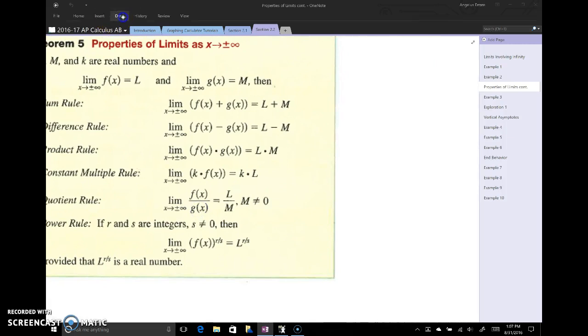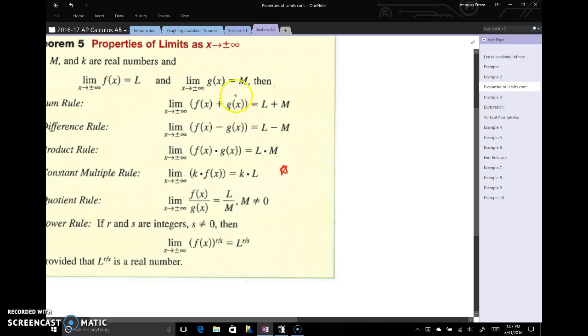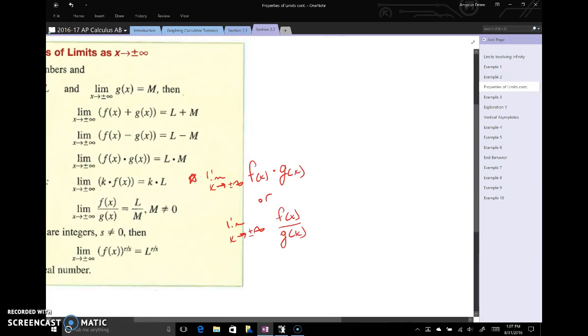Now, one additional thing I want to add here that's missing from this table: if we have the limit as x approaches positive or negative infinity of f times g, or if we have the limit as x approaches positive or negative infinity of f divided by g, and we, by substitution, get one of these results: 0 times infinity, or infinity times 0, or 0 divided by 0, or infinity over infinity. These are called indeterminate forms.